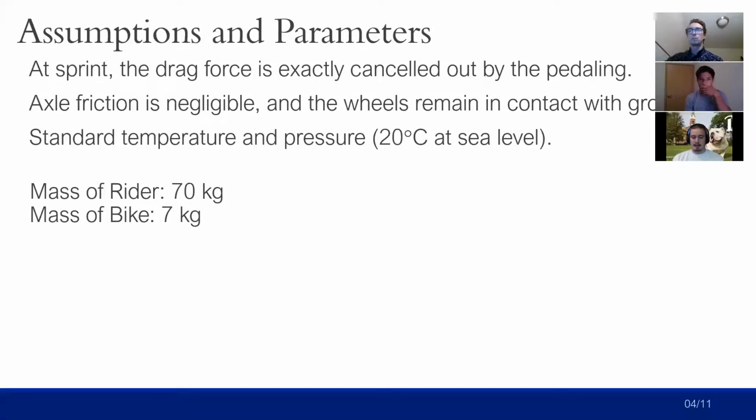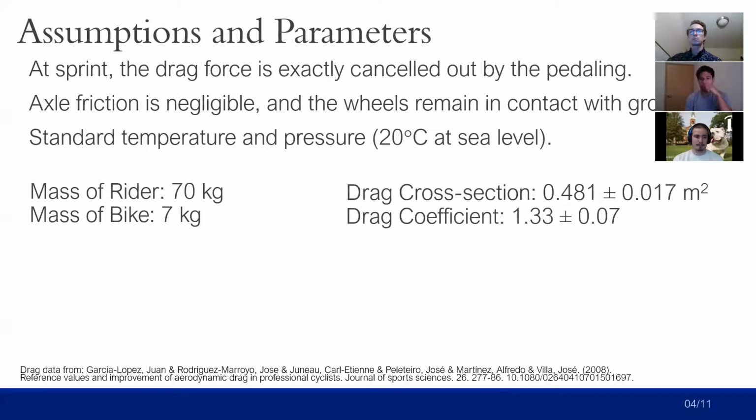This assumption comes from empirical data on cyclists as a whole. So professional cyclists tend to stay around 70 kilograms. And there's actually a requirement in cycling competitions that a bike has to be over 6.8 kilograms. So we're going to use 7 kilograms for this model. Next, we have the drag coefficient and the cross-section used for drag. This comes from the paper denoted down below, which gave us a cross-section of 0.481 and a coefficient of 1.33 for drag.